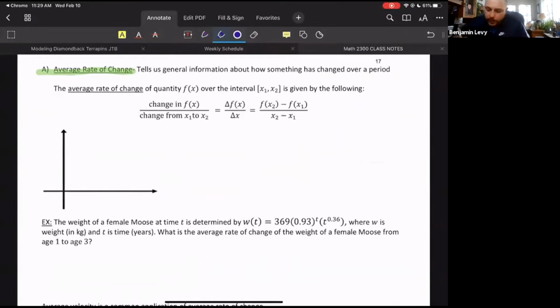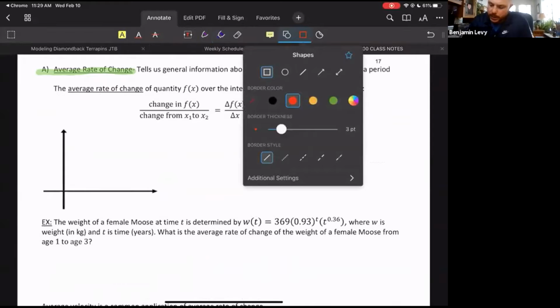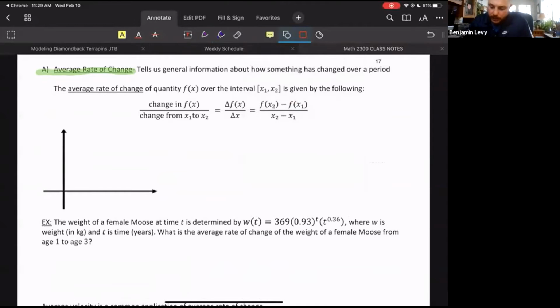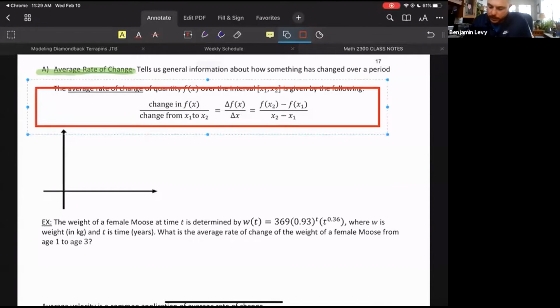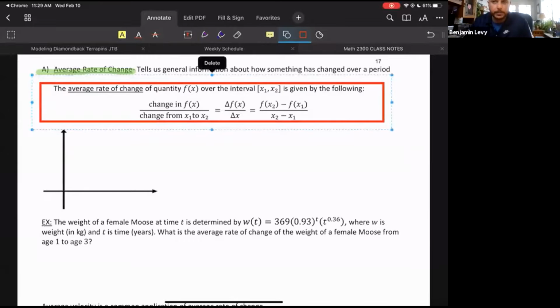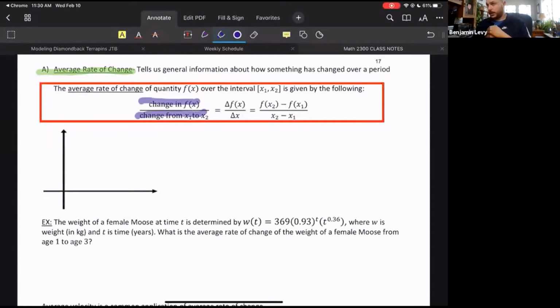Anyway, just kind of previewing what's happened here. So average rate of change, like I said, is over a period. And if we want to calculate average rate of change, it's very straightforwardly given by this formula, right? The average rate of change of the function f of x over some interval x1, x2 is given by this, right? So we're thinking about how the function changes divided by how the x values change.